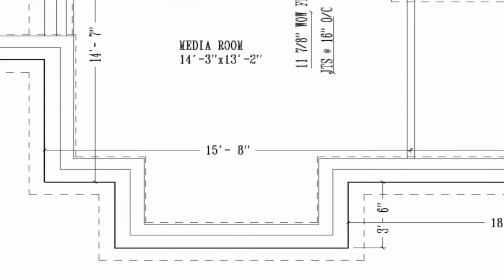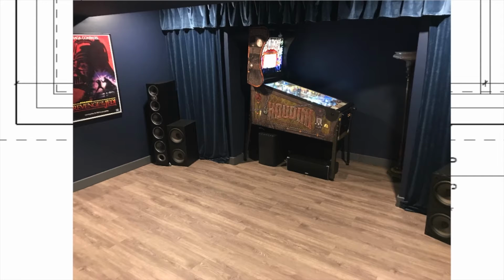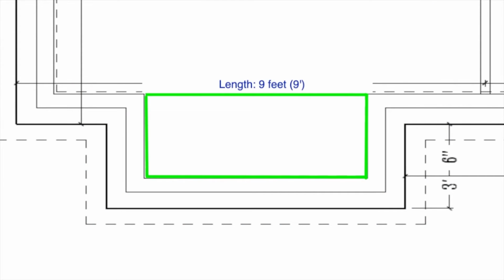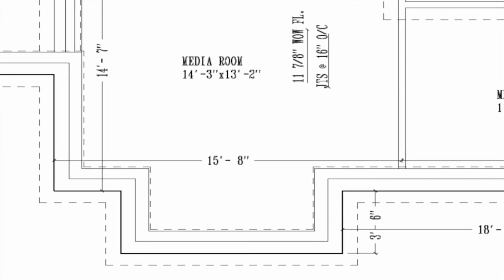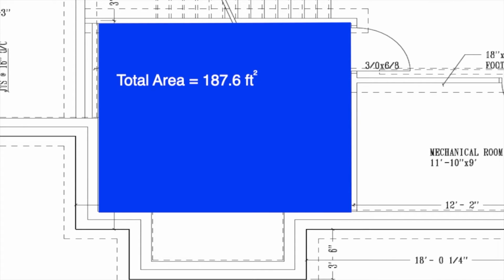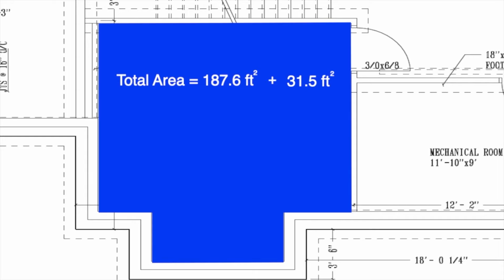For the smaller rectangular space located behind the home theater screen, where the homeowners keep their pinball machine, the length is 9 feet and the width is 3 feet and 6 inches, or 3.5 feet. When we multiply these dimensions together, we get an area of 31.5 square feet. So by adding the area of the large rectangle, which is 187.6 square feet, to the area of the small rectangle, which is 31.5 square feet, we get a total area of 219.1 square feet for the floor of the home theater room.